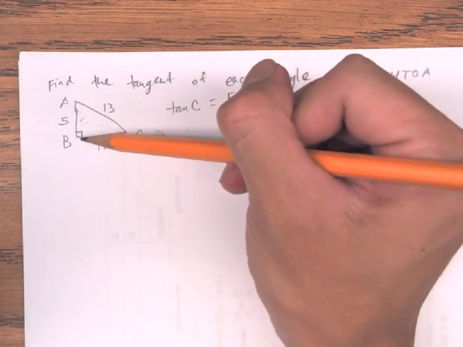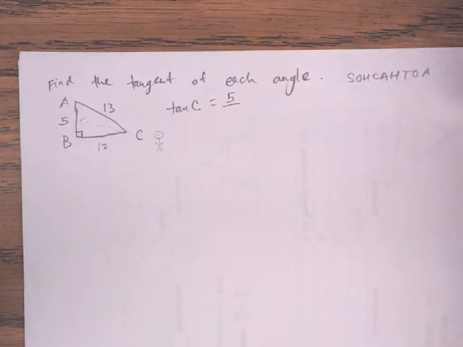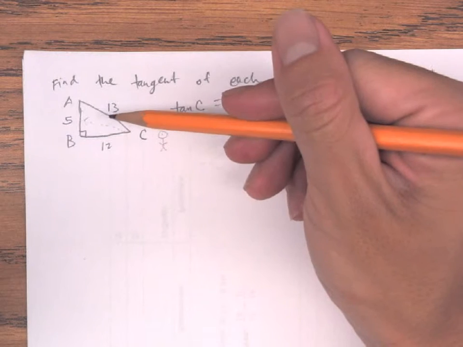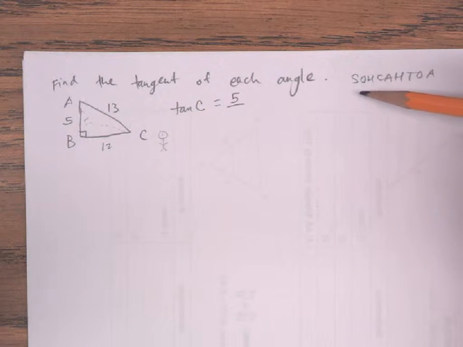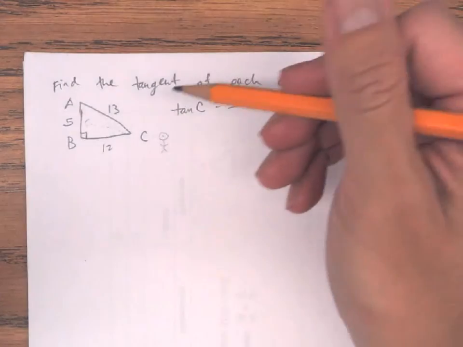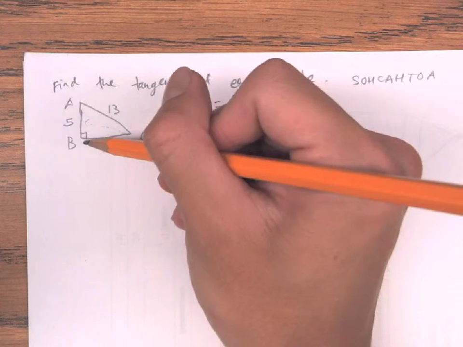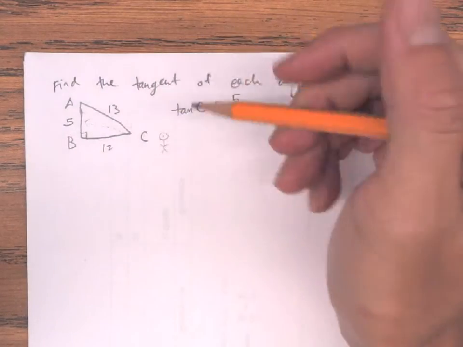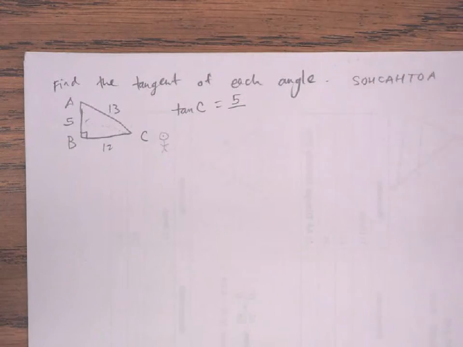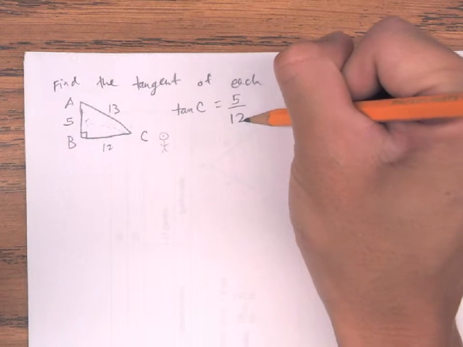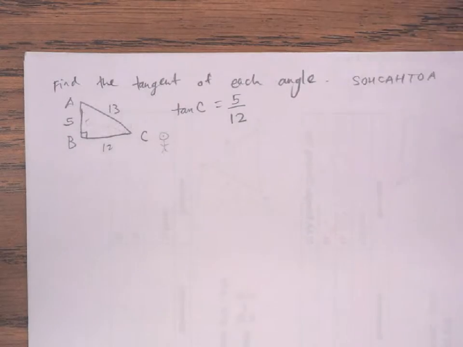And we look for the side that is adjacent, or next to, angle C. That is not the hypotenuse. The hypotenuse will only be applied to sine or cosine. So from here we look at the side that is adjacent to angle C. What we see is that would be this side here, CB. So that means the tangent of C is going to be 5 divided by 12.